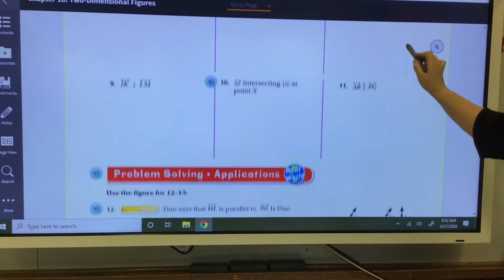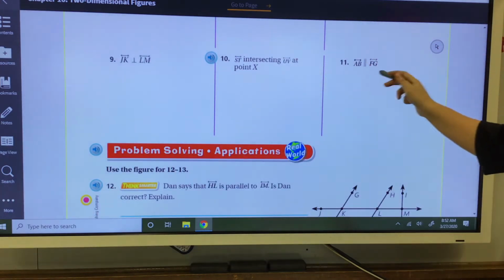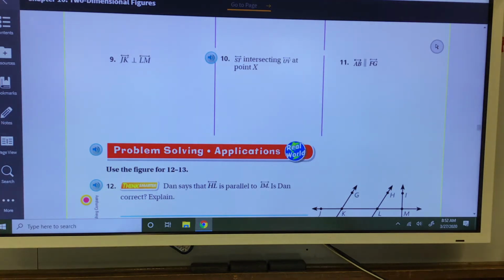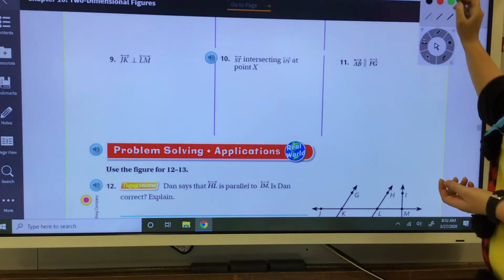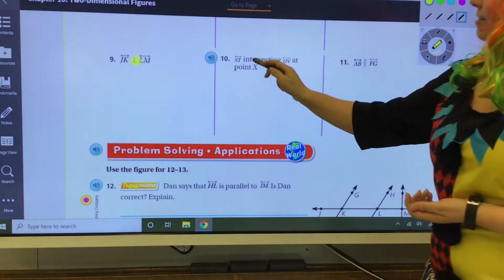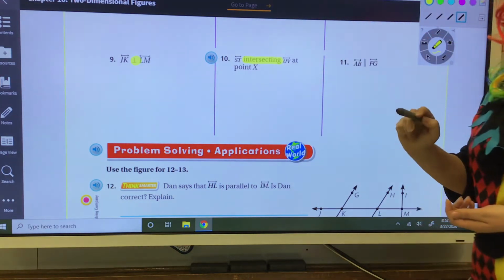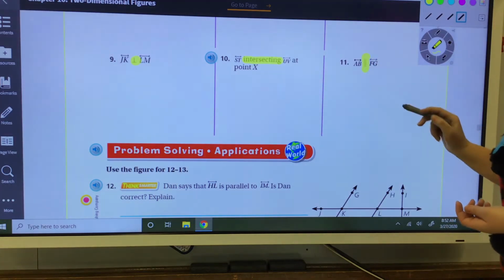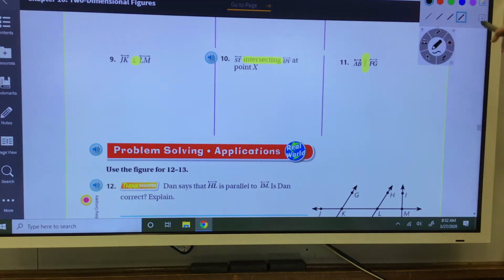Let's move ourselves down here. 9, 10, and 11. Why don't you go ahead and try those? Remember that 9 is perpendicular. 10 is telling you intersecting. And 11 has the symbol for parallel. So one of each, a perpendicular, an intersecting, and a parallel.